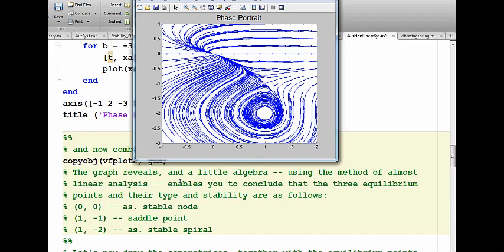Same words again, use the method of almost linear analysis. The point (0, 0), that's here, is an asymptotically stable node. The point (1, -1), so that's here, is a saddle, and the point (1, -2) is an asymptotically stable spiral point.